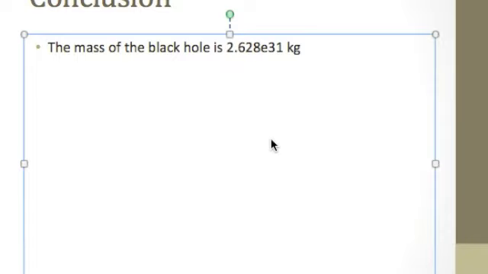So we conclude that the mass of the black hole is 2.62 e to the 31 kilograms.